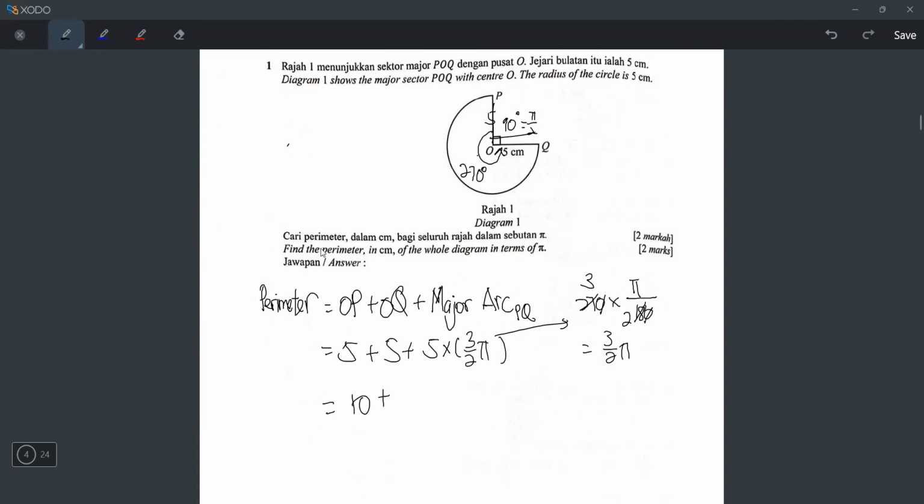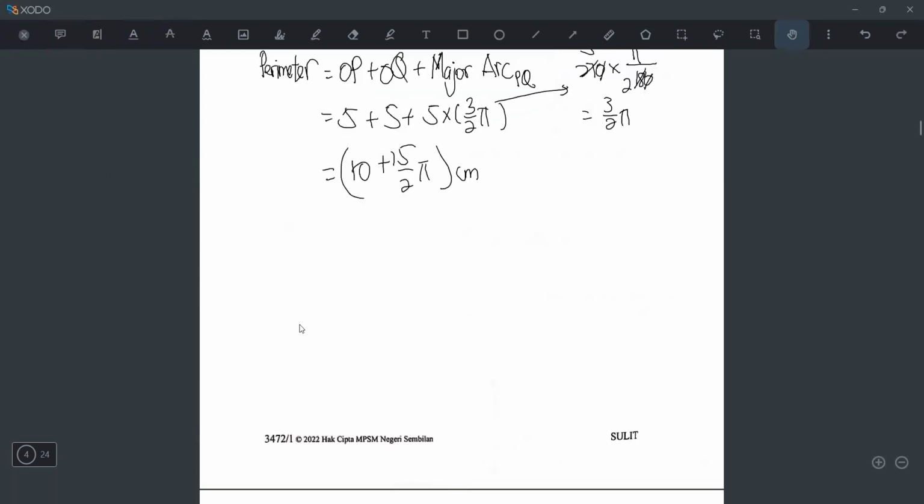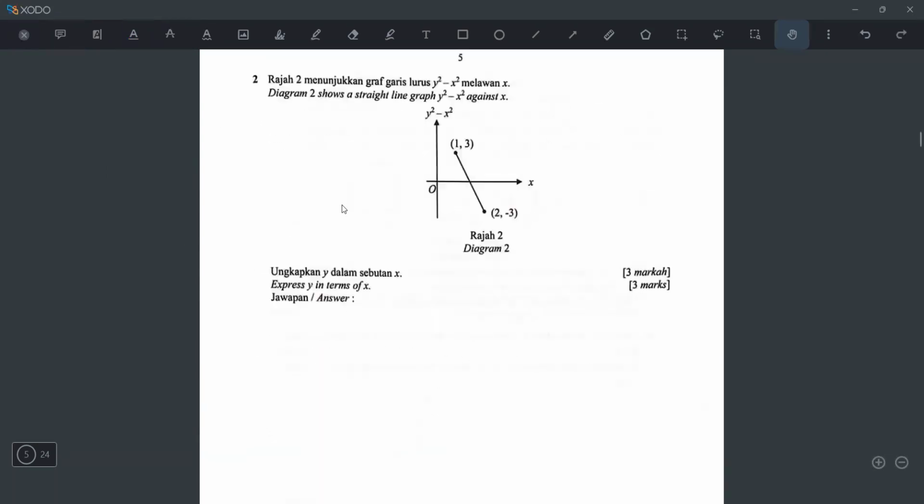Okay, so now they say find the perimeter in terms of pi, so the answer has to have pi. So I won't press the calculator, I will just do 5 times 3 over 2, which is 15 over 2 pi. And then that's the answer, in cm. Don't calculate the pi, because the question says in terms of pi. So the pi, just leave it there.